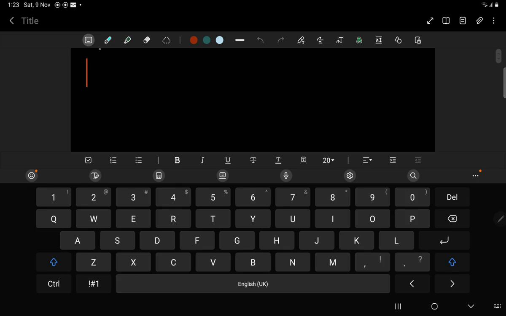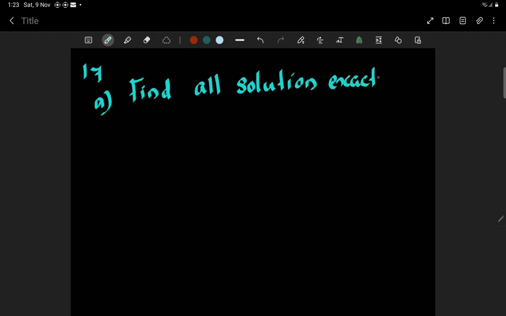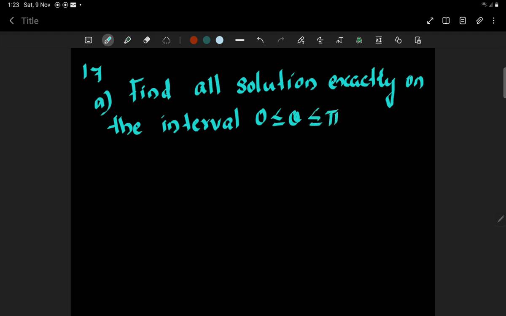Do the question number 17a. Okay, the question is: find all solutions exactly on the interval 0 less than or equal to theta less than or equal to pi for tan theta plus 1 equal to 0. Find the value of theta.